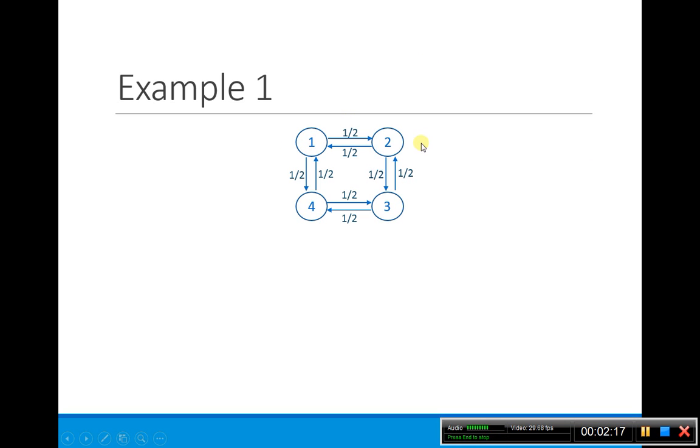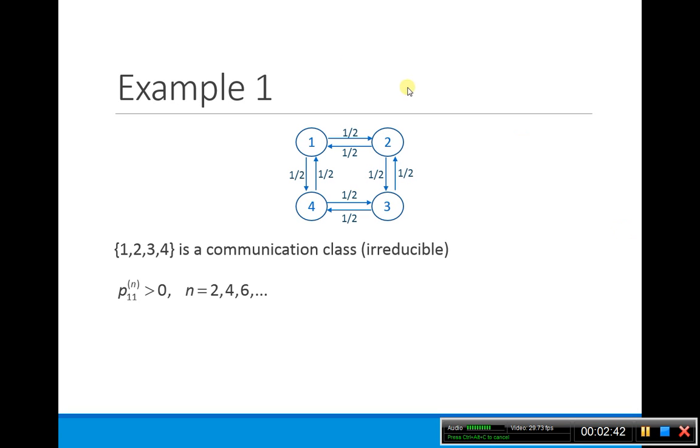Okay, so here we have state 1. Before we do anything with this, let's give some of the terminology that we've been talking about recently. Here, all of our states communicate with each other. So that means that they all are in the same communication class, which means it's irreducible. Now let's look at state 1. The probability of starting in state 1 and going back to state 1 in n steps is positive when n is 2, 4, or 6.